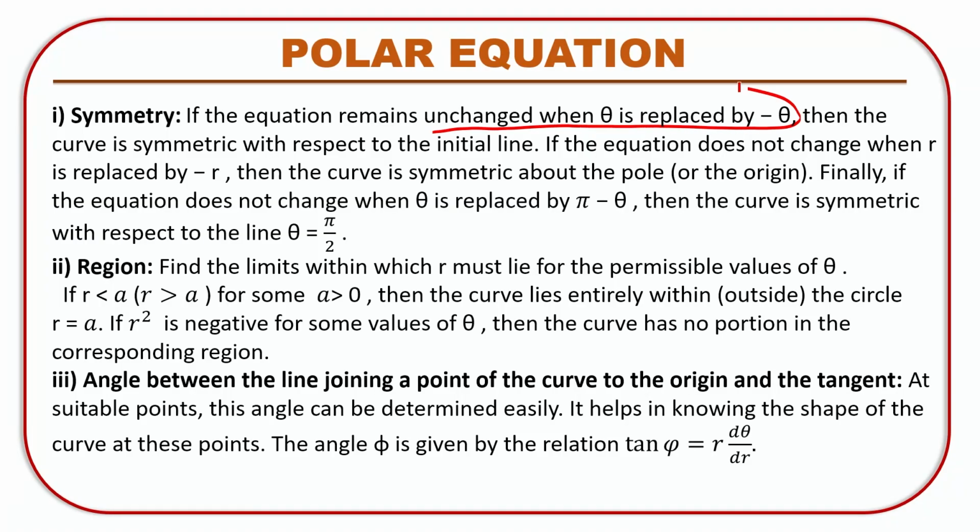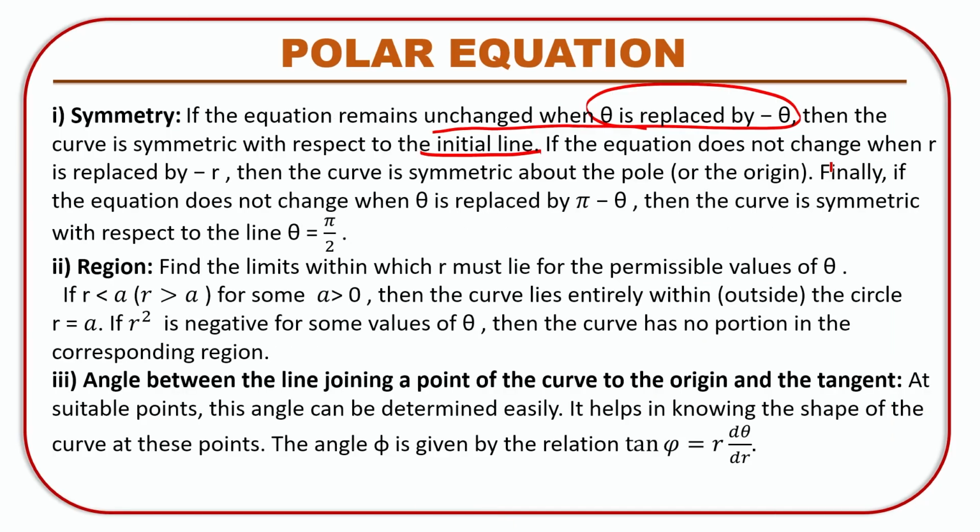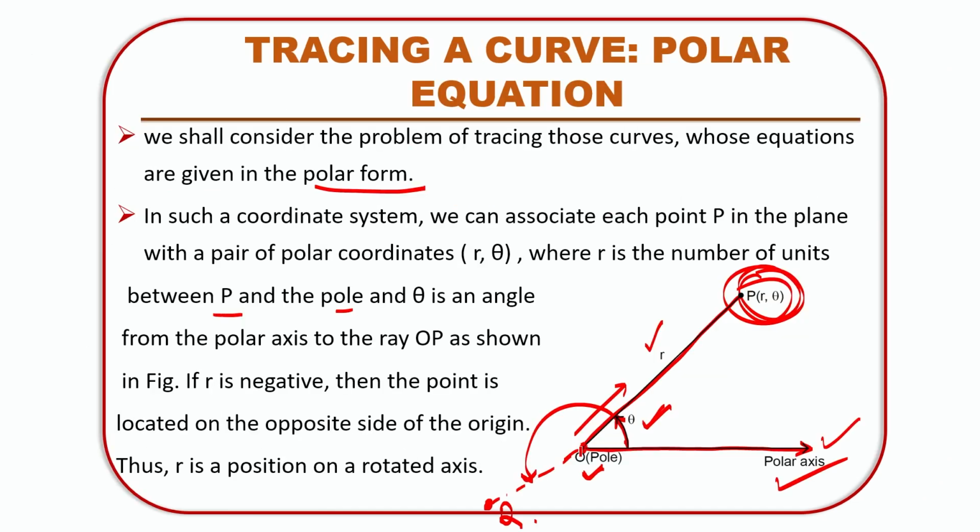If the equation remains unchanged when theta is replaced by minus theta, then the curve is symmetrical about the initial line. And what is the initial line? The initial line is this one. If the equation does not change when r is replaced by minus r, then the curve is symmetrical about the pole, the origin. This is the pole. So if r is replaced by minus r, it is symmetrical about the pole. And if theta to minus theta remains unchanged, it is symmetrical about the initial line.